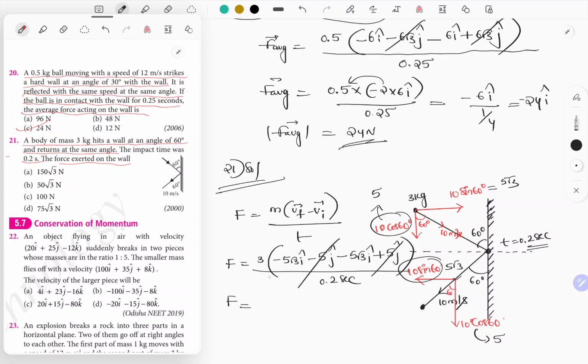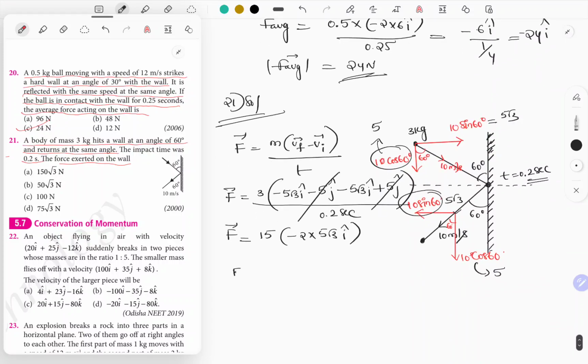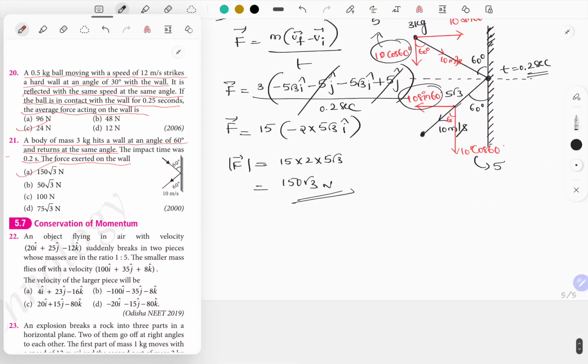5 goes to the numerator. So 3 into 5 is going to be 15 into minus 2 times 5 root 3 i cap. Let me consider only the magnitude. This is the force representation, and the magnitude of force acting on the wall is equal to 15 into 2 into 5 root 3, which is equal to 150 root 3 Newton. That is the answer. So which option is matching? Option A is the correct answer. Very good.